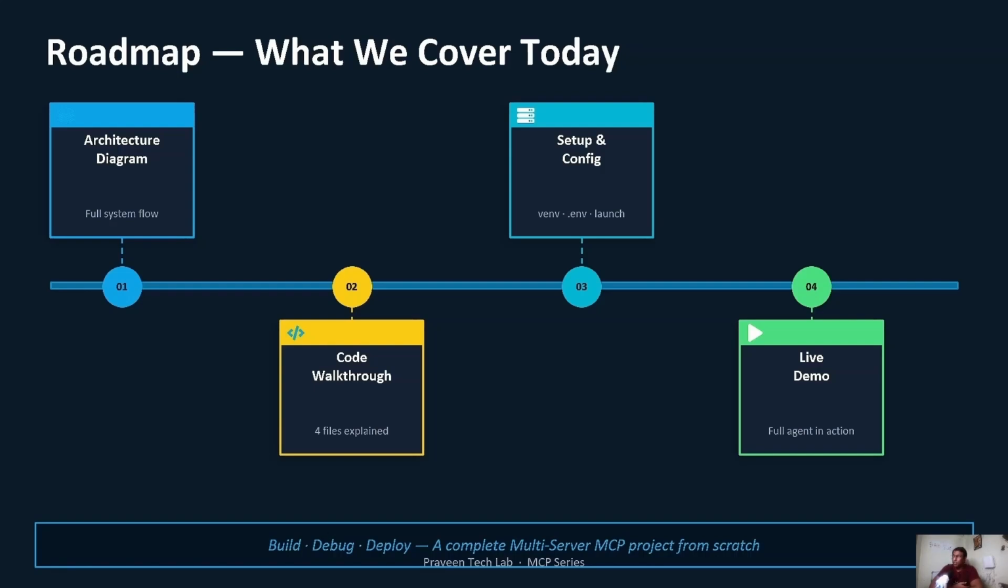Roadmap, what we are going to cover today. First, we'll look into the architecture diagram. Before writing a single line of code, we'll look at the full system diagram: what components exist, how they connect, and which layer is responsible for what. This gives you a mental model for everything that follows.